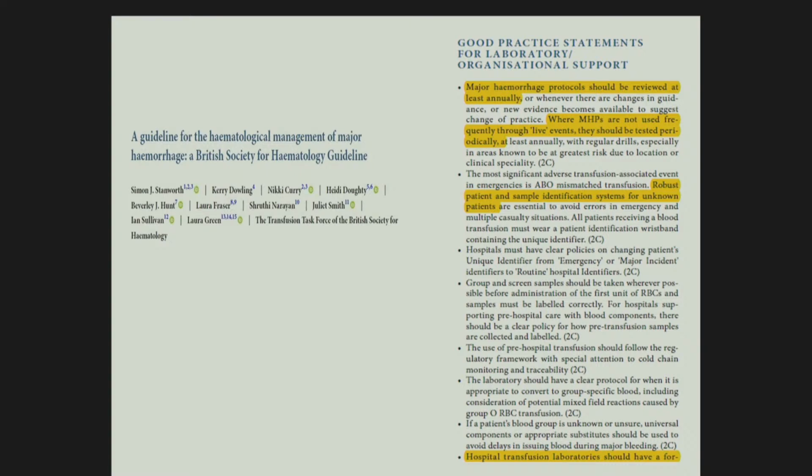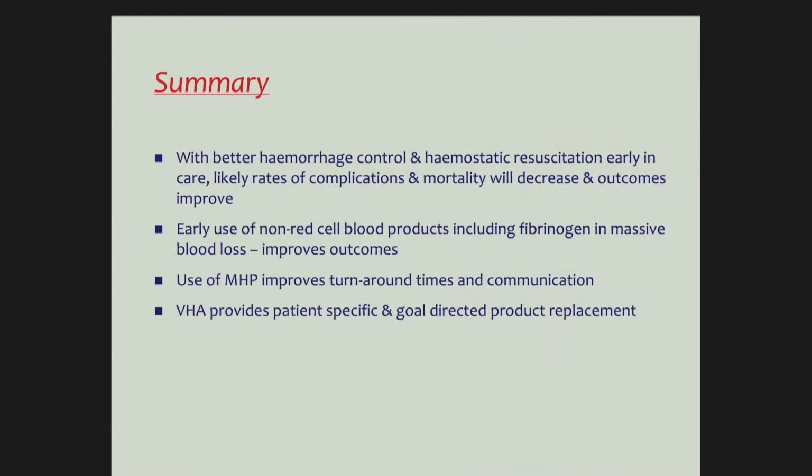If you don't experience massive transfusions, critically bleeding patients often, but you do see them, the British guidelines recommend that where you don't see them often, you'd have dry runs at least once a year and include all the different players in that. So the laboratory, biochemistry, hematology, transfusion, emergency department, theatres, go through a dry run.